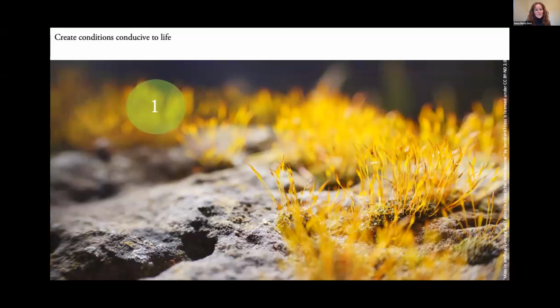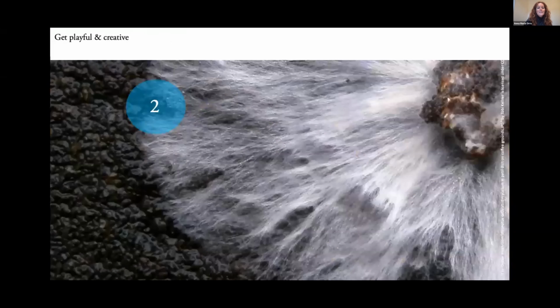1. Create conditions conducive to life, just like the Wood Wide Web does. Achieve true sustainability by mimicking nature in your teams, your ideas, and the relationships that you forge ahead towards life-affirming goals. 2. Play, bring creativity into your organization and practices.